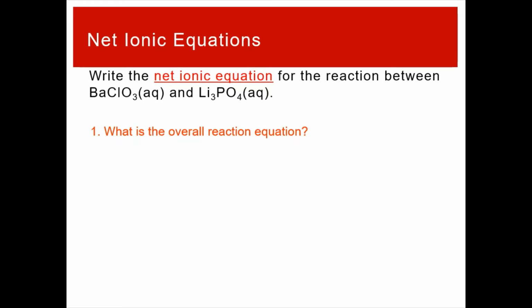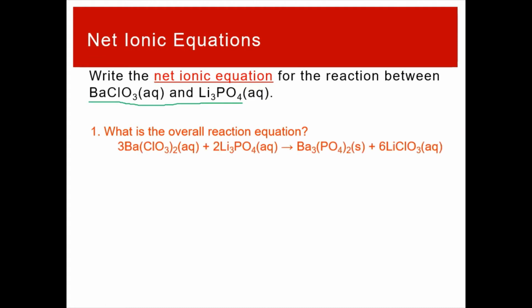You will note the reactants I've chosen are not random. These are the reactants that I did from the last example. And so that gives us the overall reaction. Barium chlorate, 3 barium chlorate plus 2 lithium phosphate gives you barium phosphate solid and 6 lithium chlorates. So there's my total reaction.